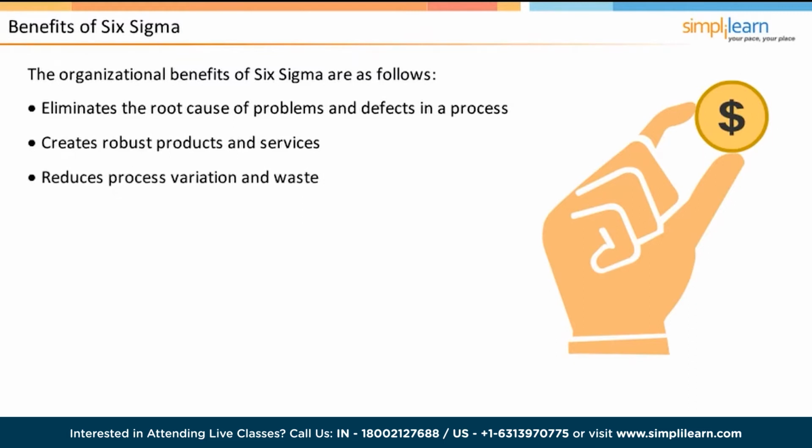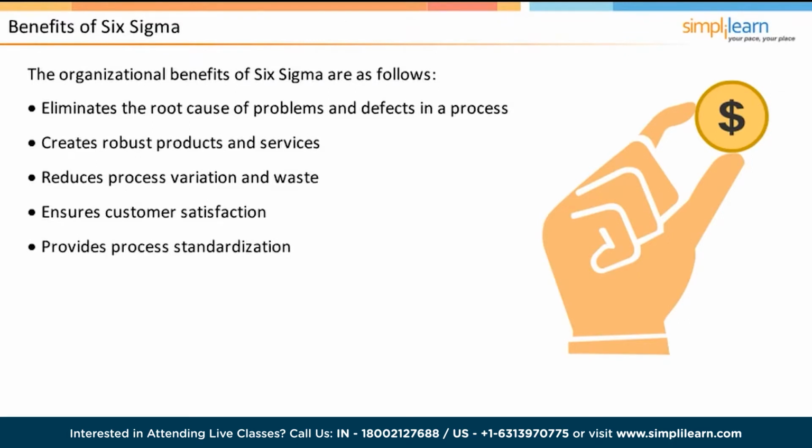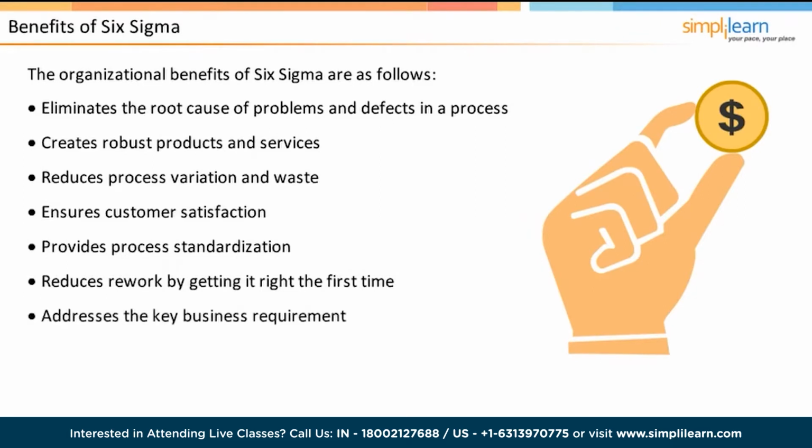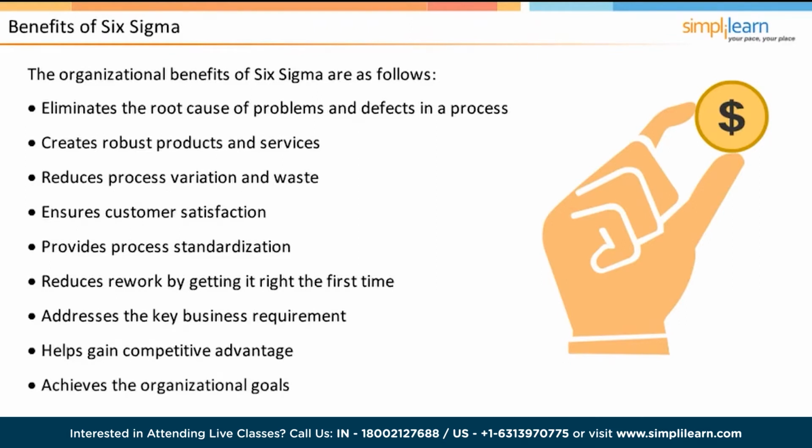Using Six Sigma reduces variation in a process, and thereby reduces waste in a process. It ensures customer satisfaction and provides process standardization. Rework is substantially reduced because one gets it right the very first time. Further, Six Sigma addresses the key business requirement. Six Sigma can also be used by organizations to gain advantage and become world leaders in their respective fields. Ultimately, the whole Six Sigma process is to satisfy customers and achieve organizational goals.